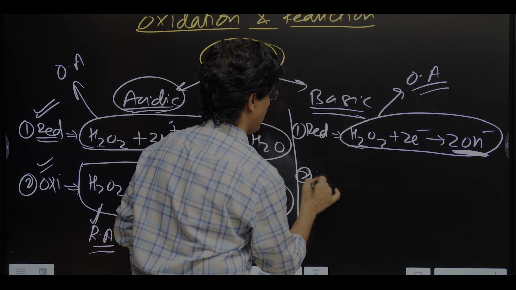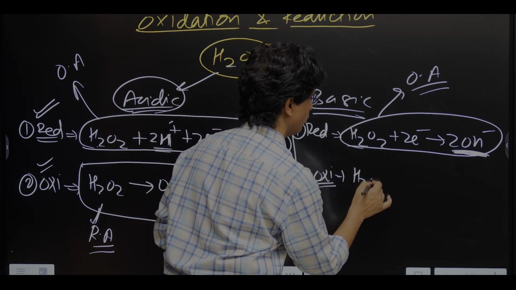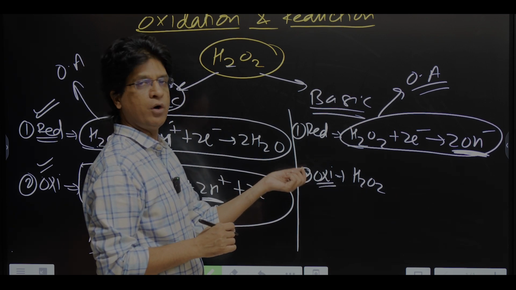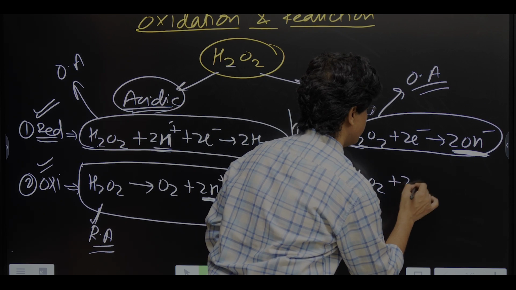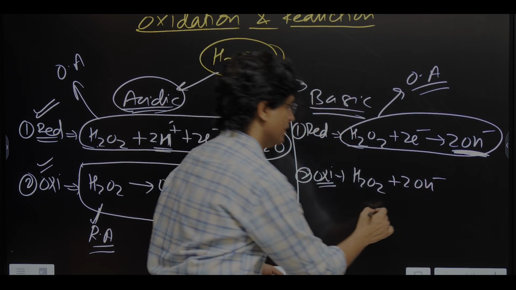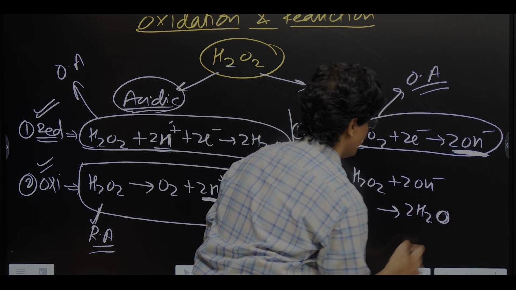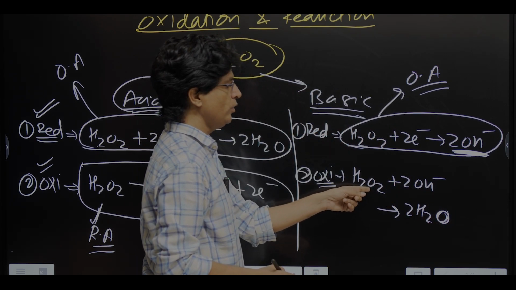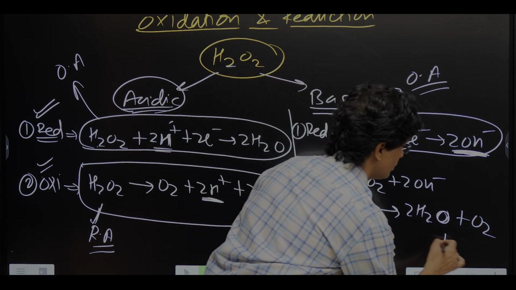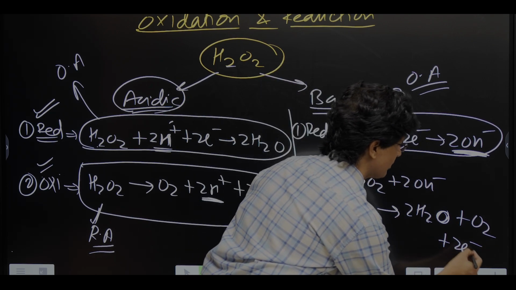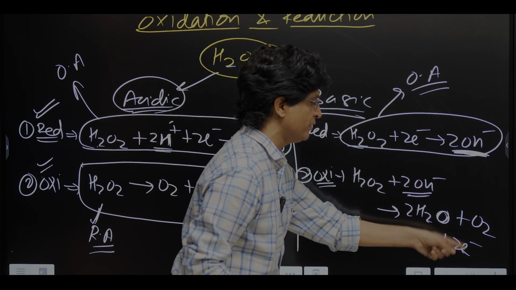Second one, oxidation of H2O2 in the basic medium, and for H2O2 to get oxidized, it should lose electrons. And yes, we need presence of OH negative also. So this will give you 2H2O2 or say 2H2O. So see that how many O? 4 O. We need one more O2, and yes, 2 electrons. So 2 electrons are being transferred in presence of basic medium, and charge is balanced 2 negative.